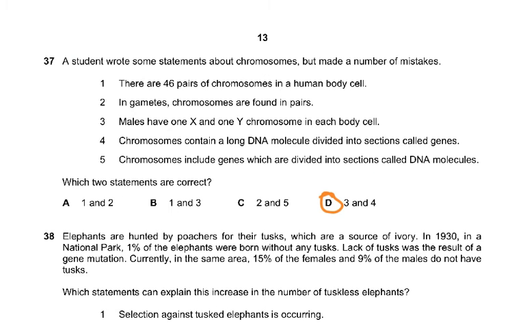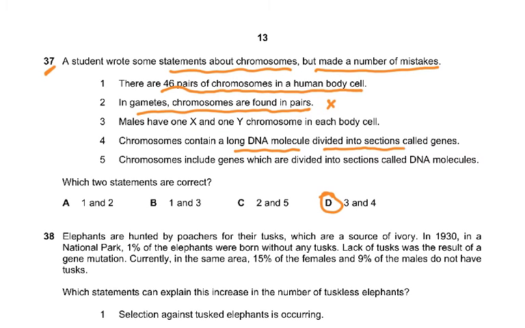Now another question, 37. A student wrote some statements about chromosomes but made a number of mistakes. There are 46 pairs of chromosomes in a human body cell. In gametes, chromosomes are found in pairs. Males have one X and one Y chromosome in each body cell. Chromosomes contain a long DNA molecule divided into sections called genes. Chromosomes include genes which are divided into sections called DNA molecules. Which two statements are correct? Now the answer to that was, which two statements are correct?